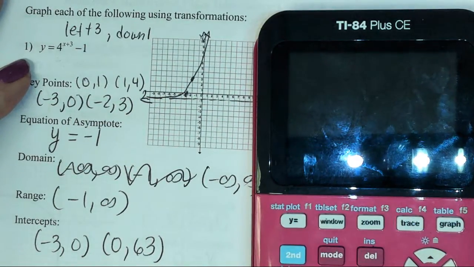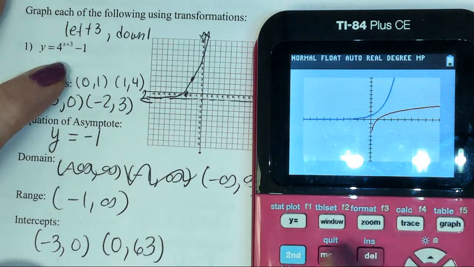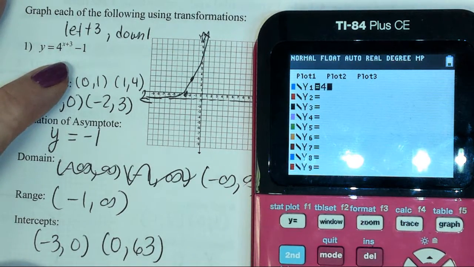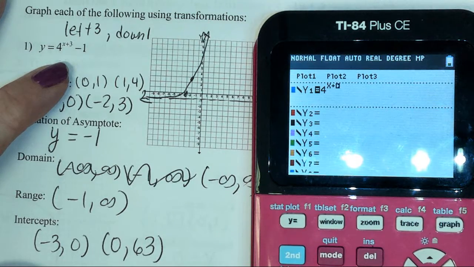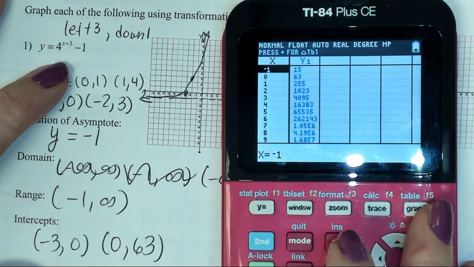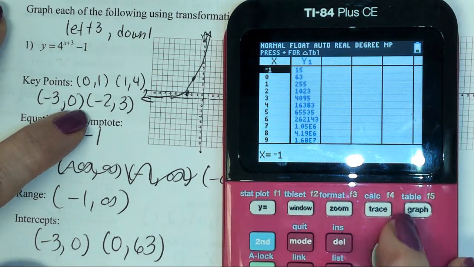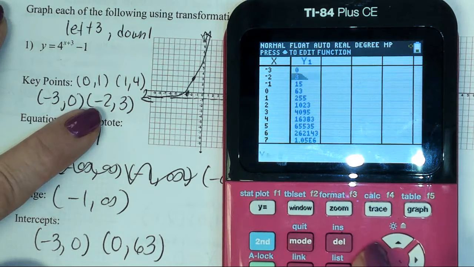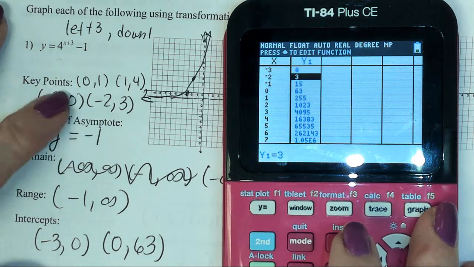I'm even going to let you use a graphing calculator, but your goal is to graph it without. But if I wanted to check this, I can do 4 raised to the x plus 3 minus 1. Now look, guys, look how I can check these key points. I go to my table. I want to know, are these points negative 3, 0, good, and negative 2, 3. See how they're on there so I can tell that my key points are correct.